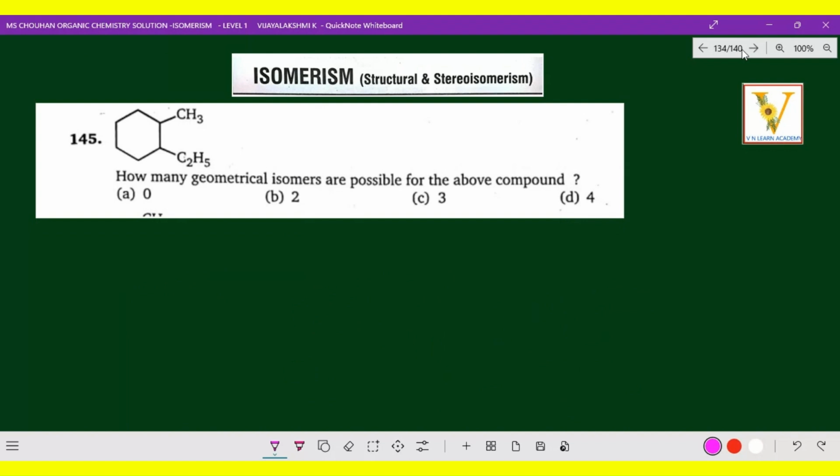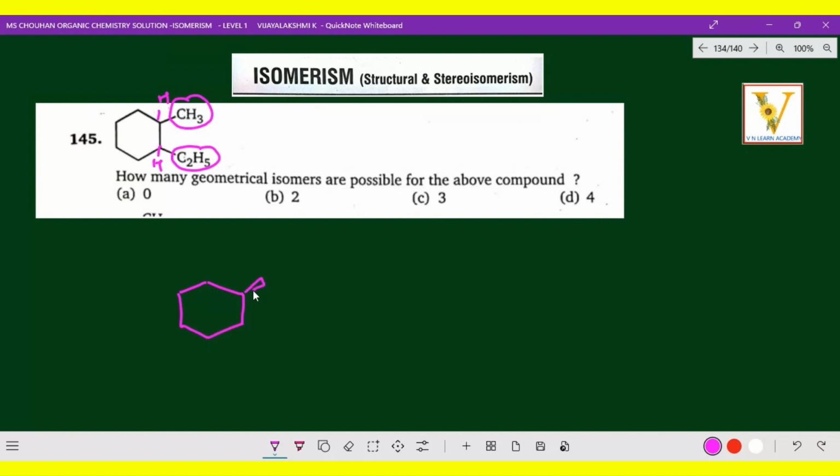The next question is also the same idea, but a different question. Right, now here CH3, here C2H5. This is a methyl group, this is an ethyl group. This is also the same idea. Here also hydrogen, here also hydrogen. So how many geometrical isomers are possible for the above compound? Easily you can identify how many are possible. The same idea I bring here also. One is on the wedge side, the other one is in the dash position.